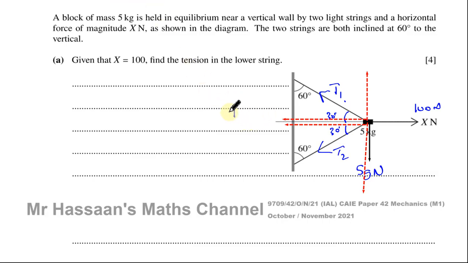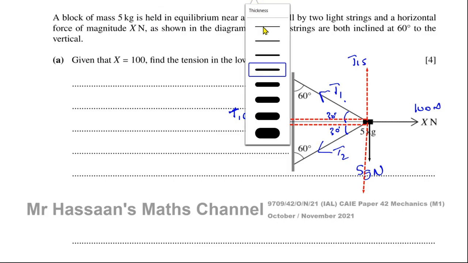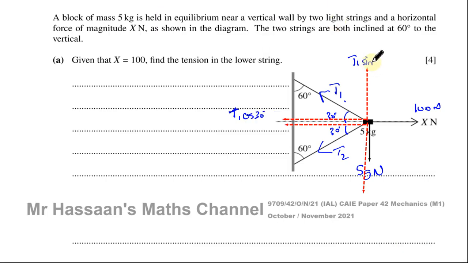So this is going to be T1 times cosine of 30. And if I'm resolving in the direction going away from the angle given, so this is the force I want to resolve vertically, I have to go away from the angle given. This is like finding the opposite side, so I'm going to be using sine. So I'll be using T1 times sine of 30.